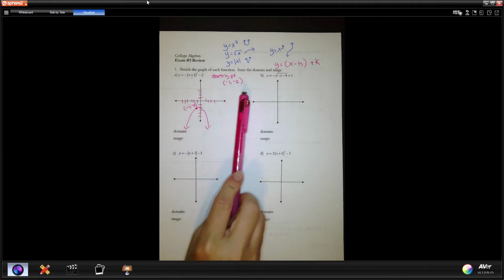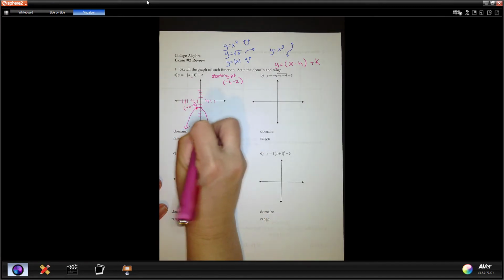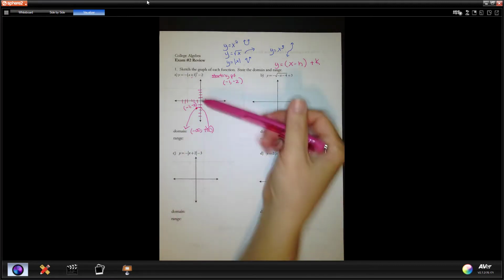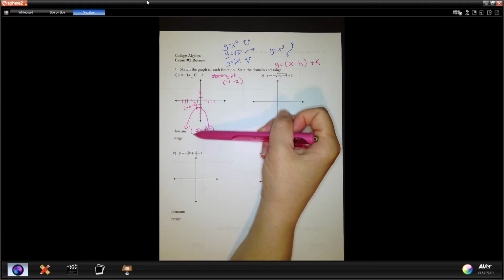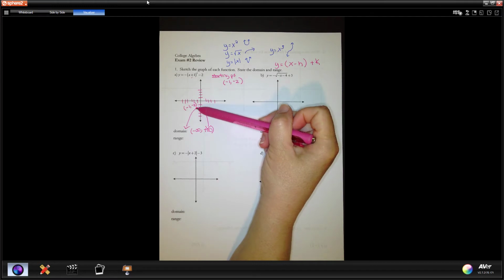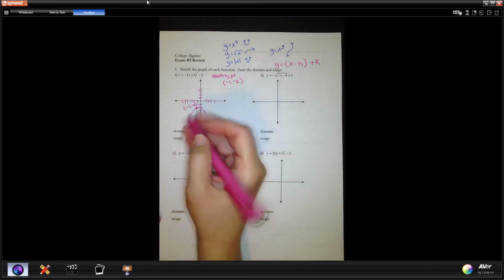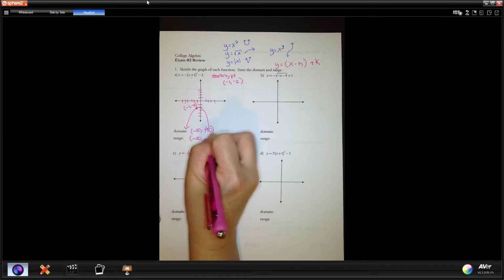Now we want to find our domain. If we recall, our domain goes from left to right. So from left to right, our graph goes from -infinity to +infinity. Then range goes from bottom to top. So we're going down here from -infinity, and we stop at our highest point, which happens to be -2. So -infinity to -2, and that -2 is included.